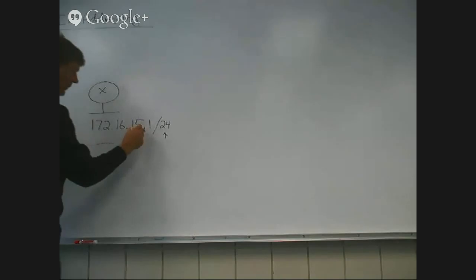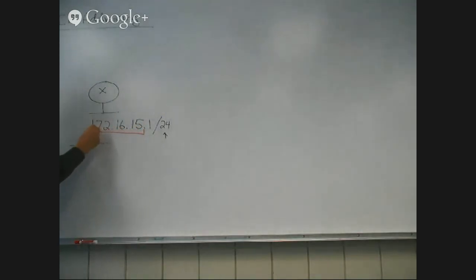So the 24, these are things, a little bit of review. 24 is prefix bits, right? How many bits are in each one of these numbers? 8. Okay, we talked a little bit about that the other day. So there's 8 bits that represent 172, and then there's 8 bits here, 8 bits here, and here. So 24 bits then are representing this part of the address, which is what part?